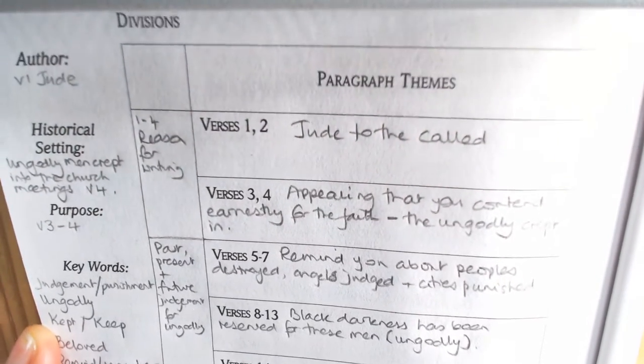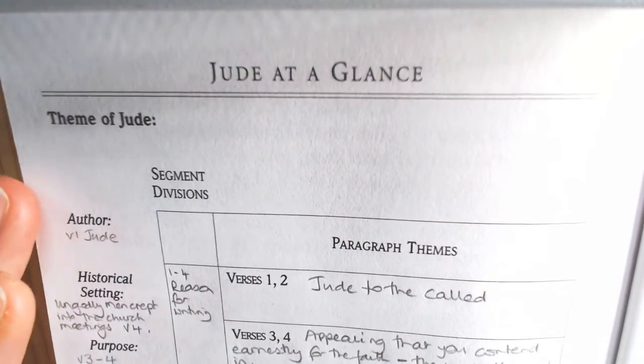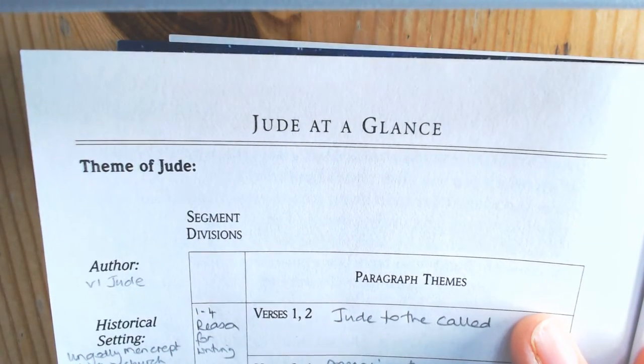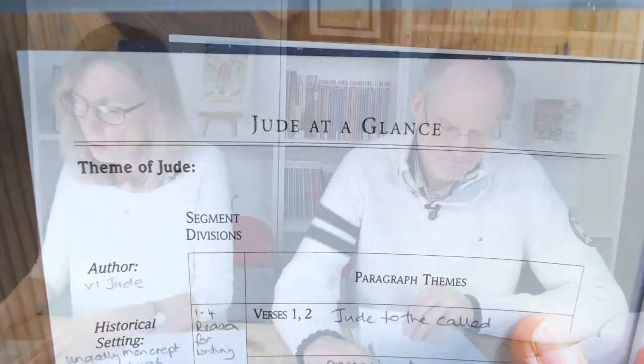It just shows you it's another way of breaking up the book. And then finally, what is the theme of Jude at the top? What is talked about the most? What is this book all about? There could be a couple of ways that we could summarize that. How would you summarize this book? What would you put?